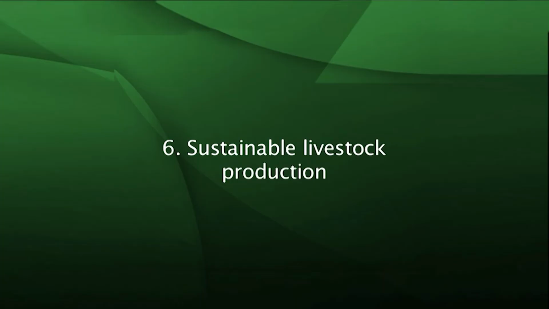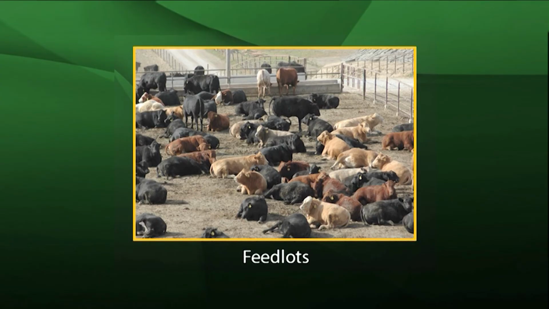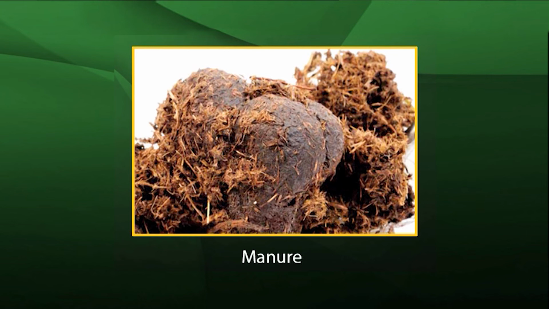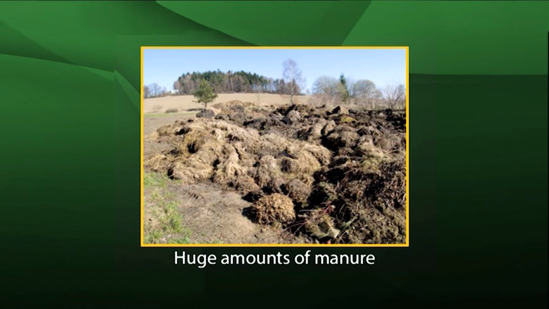The sixth point in this sustainable management of grazing lands is sustainable livestock production. In many places, cattle and other livestock are raised in confined quarters called feedlots for at least part of their life cycle. Although this practice does not affect grasslands directly, it does have a tremendous environmental impact. For example, pen-raised cattle produce huge amounts of manure in limited spaces. Much of it is dumped in landfills.